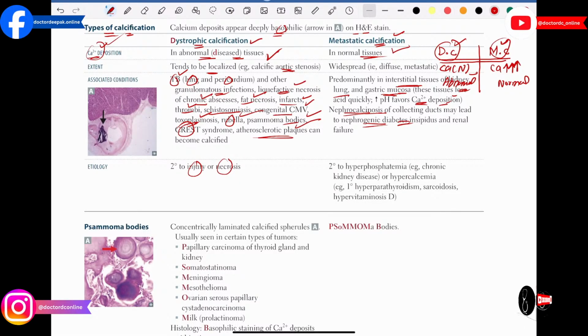Then after that, it can also lead to renal failure, because when the calcium is going to deposit in the collecting ducts, your collecting duct will not function normally, so it will lead to renal failure. So these are the associated conditions.